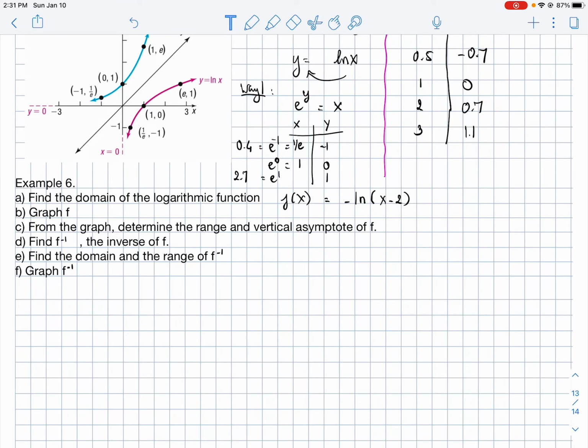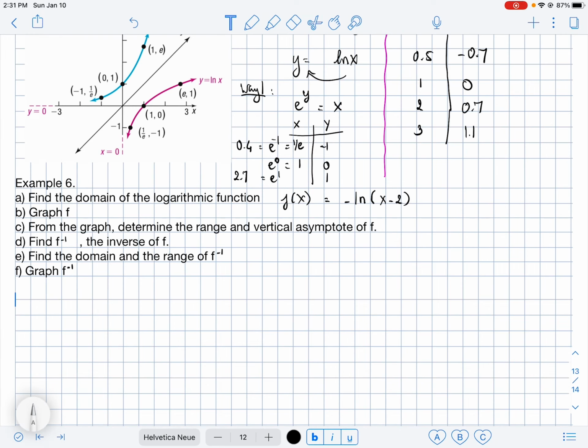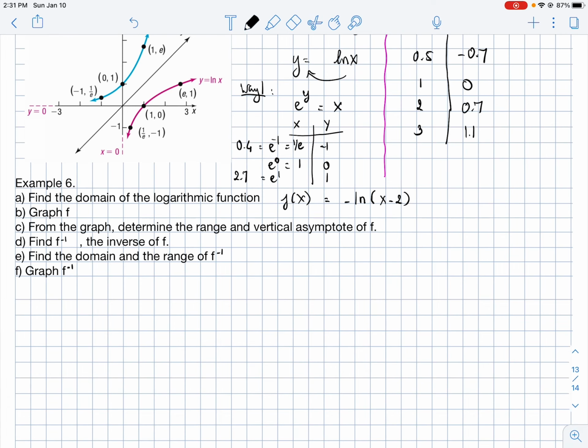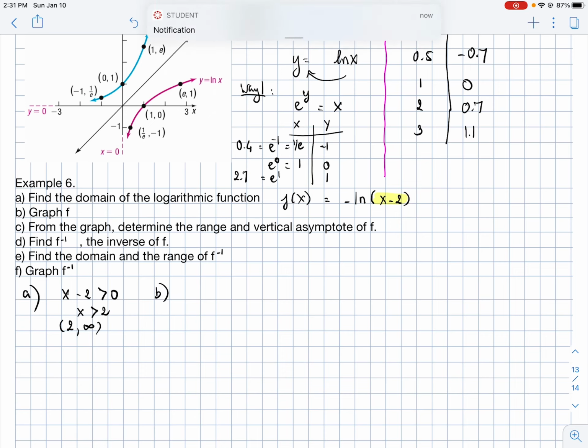Example number 6. We want to find in part A the domain of the function negative log of x minus 2. So we pay attention to the yellow part, x minus 2. The domain of the log function is greater than 0. So we set x minus 2 greater than 0 and solve for x. So the answer is from 2 to infinity.